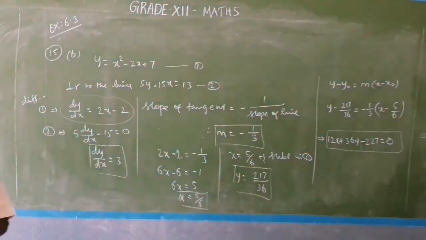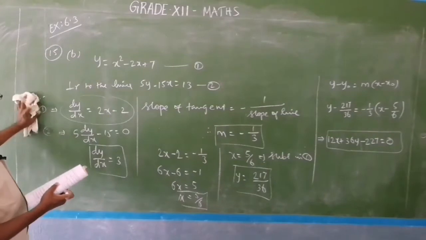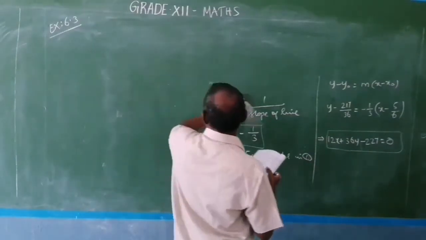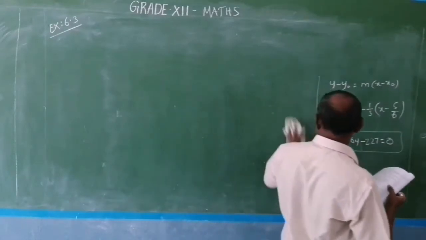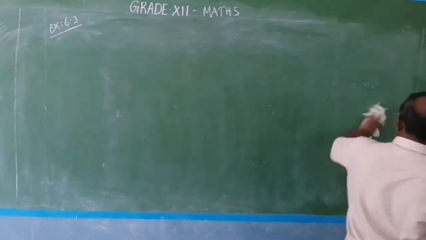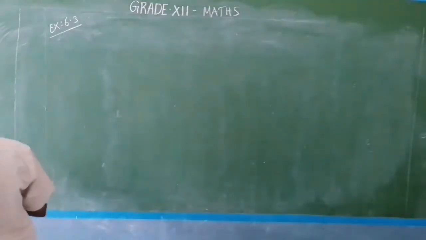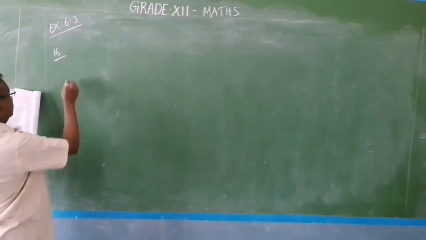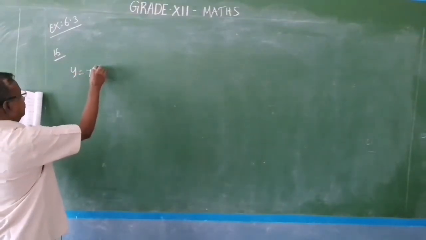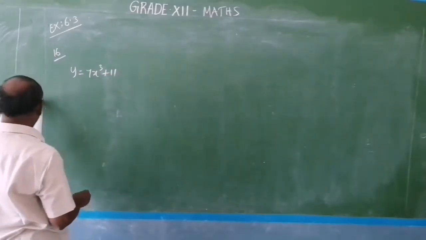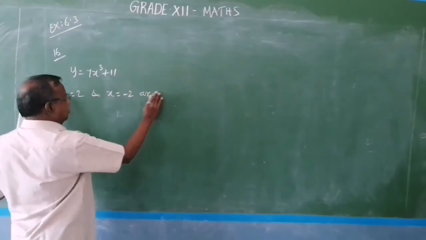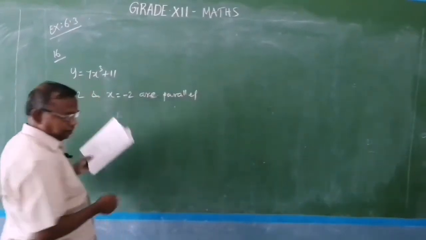Now question number 16. Show that the tangents to the curve y equal to 7x cube plus 11 at the points where x equal to 2 and x equal to minus 2 are parallel. Let us solve this question.